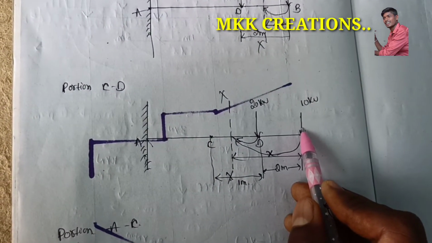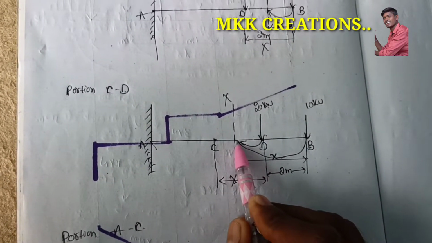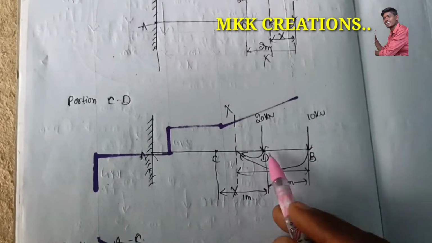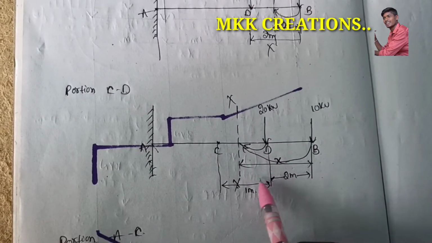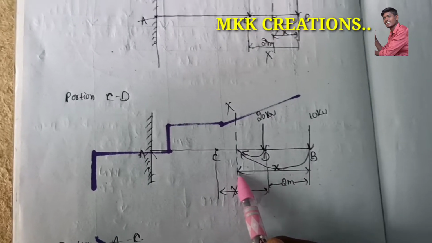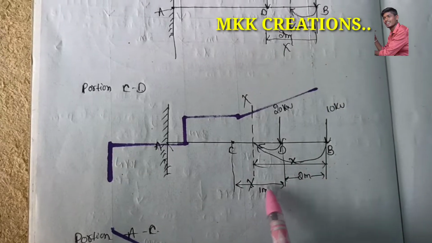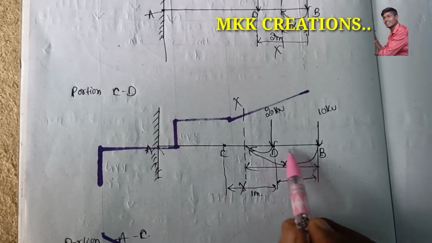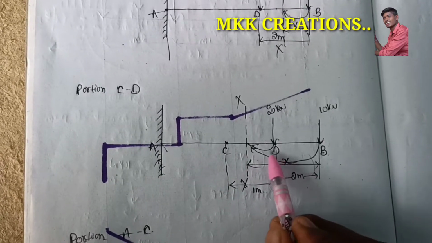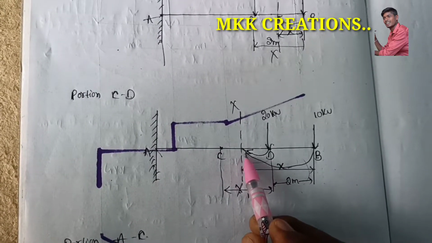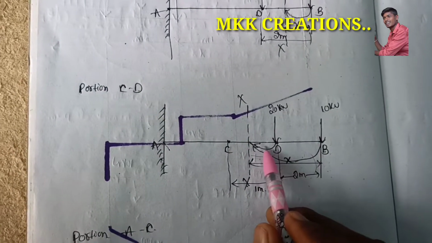Why? Because the load is acting towards the center from section XX. So x, and next is this 20, so 20 into x minus 2. Because the distance from section XX to the free end is x, and this BD length we know is 2 meters, so x minus 2 gives the distance from section XX to point C. That is how we get this value.